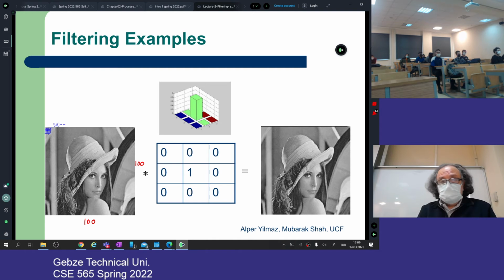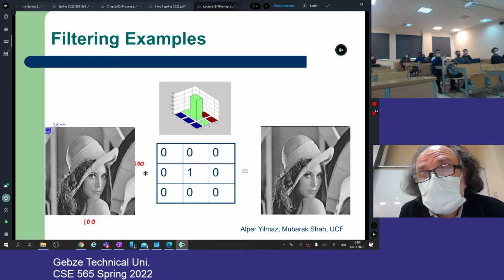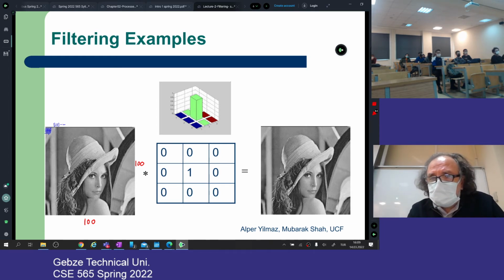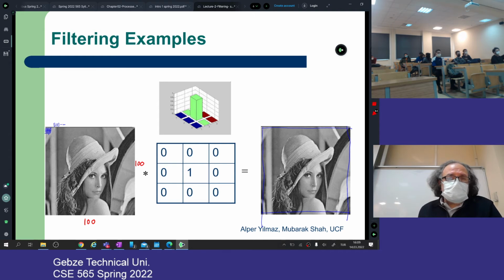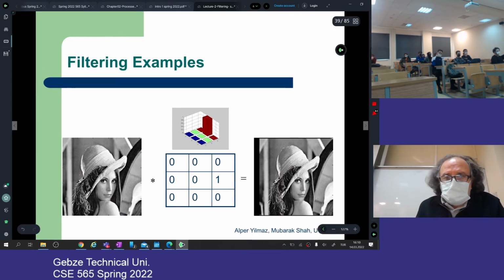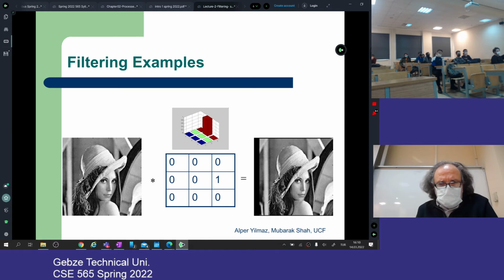Right? We lost the first and last rows and columns. For the border pixels, one row above, one row below, one column left, one column right, we are going to lose them. They will be all zero. Other than that, the rest of them will be the same. So this is a very simple filter. Applying it, we didn't get anything new. Not much use for it, but it's good for showing you what's going on. How about this one? What did it do?